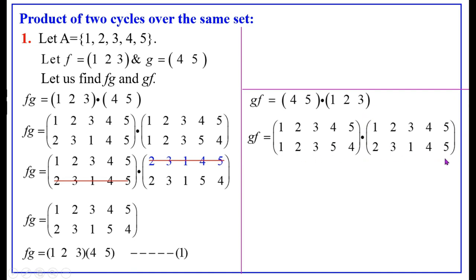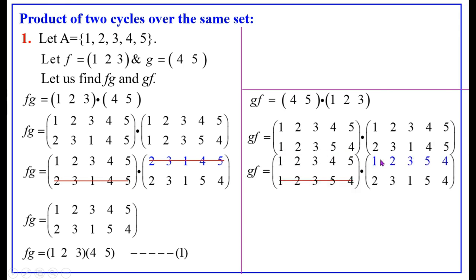Therefore, now we are going to rearrange the columns of the second permutation, namely F, so that the first line of F is equal to the second line of G. We have rearranged: 1, 2, 3, 4, 5; 1 goes to 1, 2 goes to 3, 3 goes to 1, 5 goes to 5, 4 goes to 4. Therefore, now we can cancel the second line of G and the first line of F. We write the permutation 1, 2, 3, 4, 5, 2, 3, 1, 5, 4.